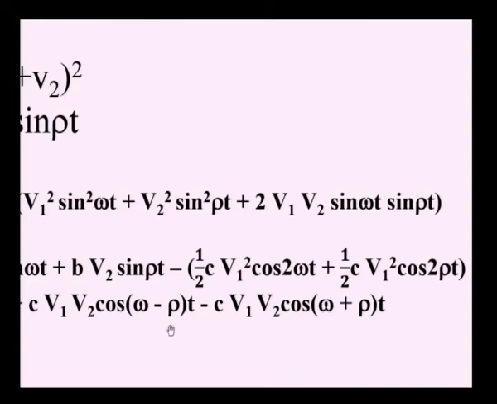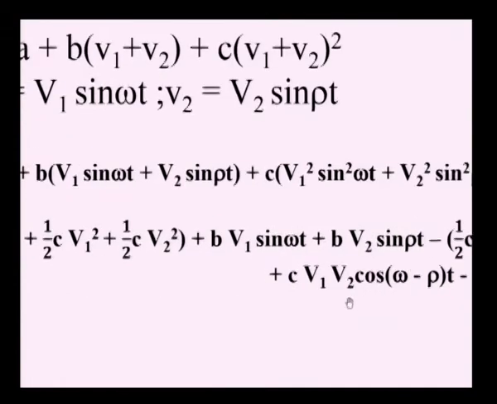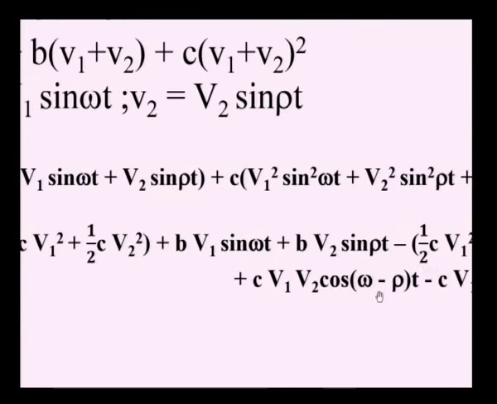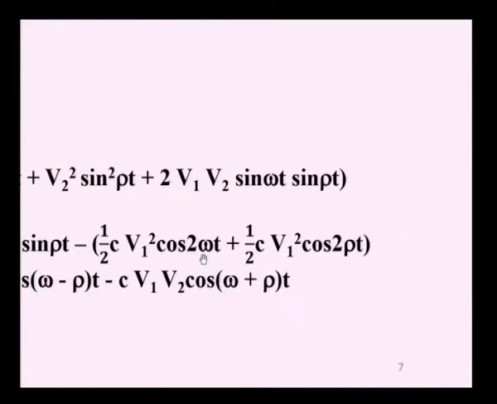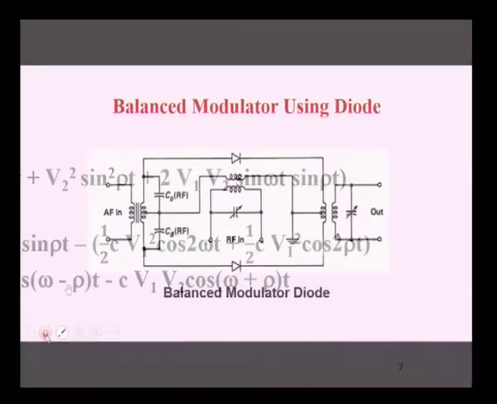That is, the output current contains these frequency components: omega, 2 omega, rho, 2 rho, and the sum and difference.